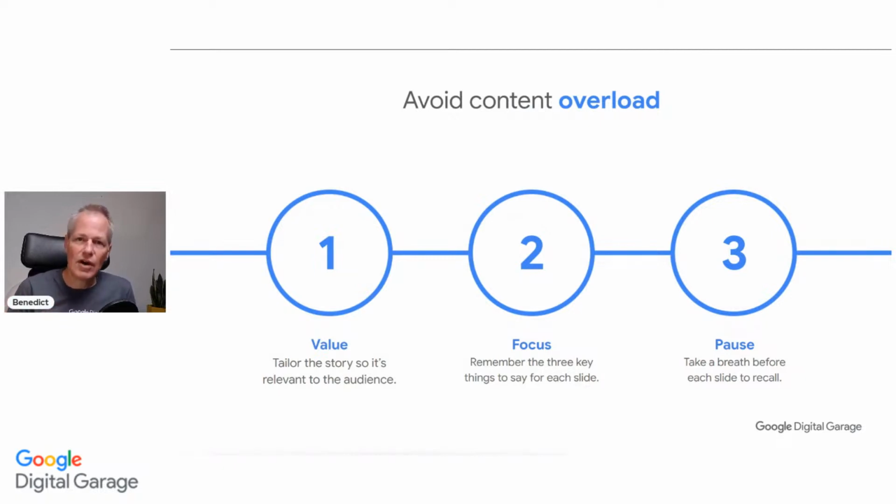Avoid content overload. Tailor the content to the people in the room. Make it relevant to the audience so that they will engage with what you are saying. Focus: have three key verbal points prepared for each slide. Make sure you can recite these in less than a minute without looking at the slide. And then pause. When you first show a slide, pause. Give yourself time to recall your key points for this slide and give your audience time to look at the slide and then to refocus on you. This will feel unnatural to you, but to the audience, you will look composed and confident.